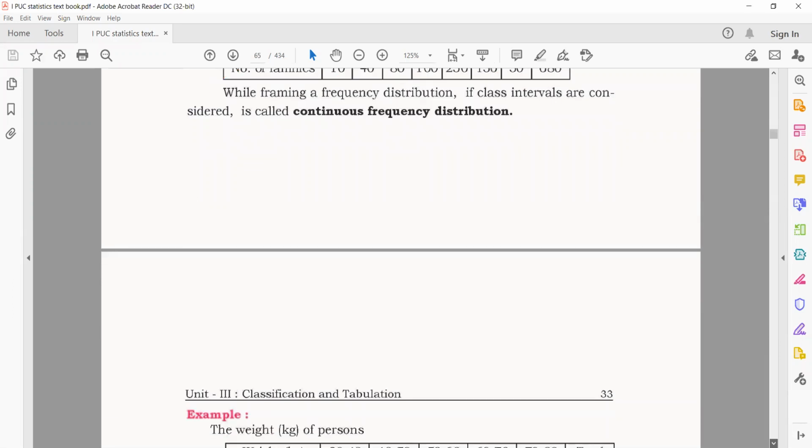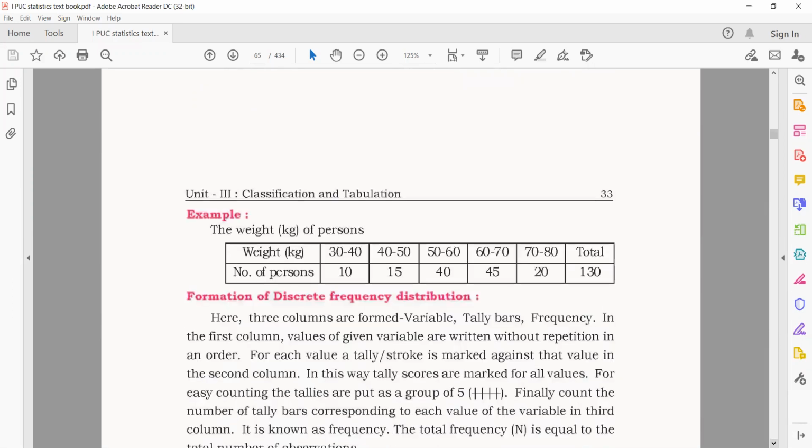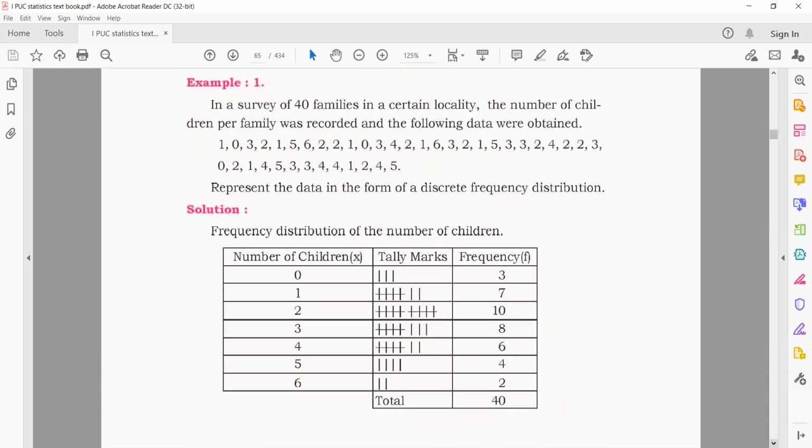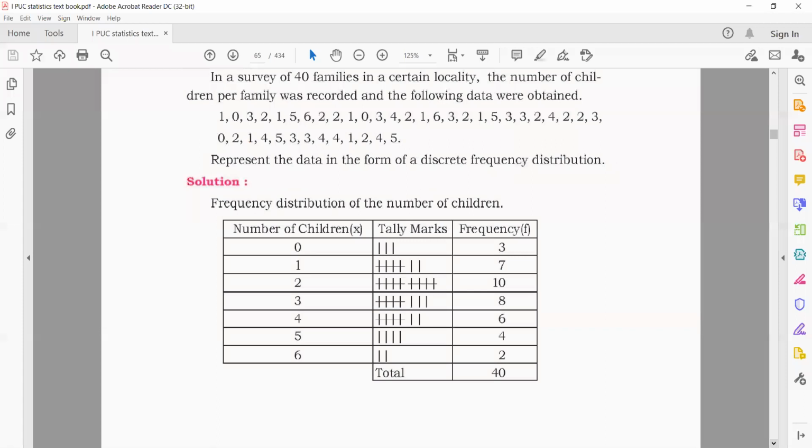But today we'll only look into how to construct this, and we'll also take some numerical examples. So let us take the first one. We'll start with the very simple cases, preparation of what is called a discrete frequency distribution.